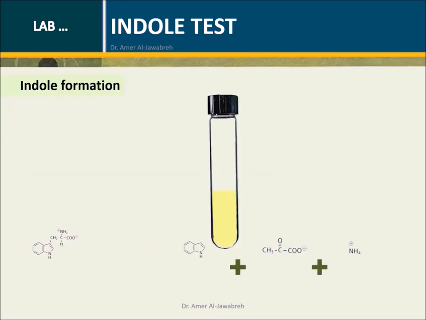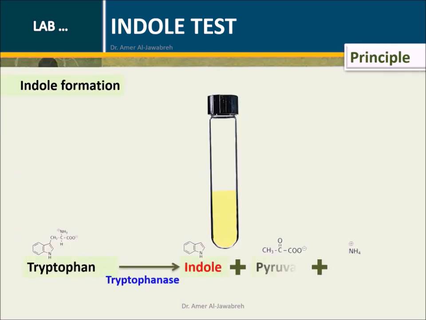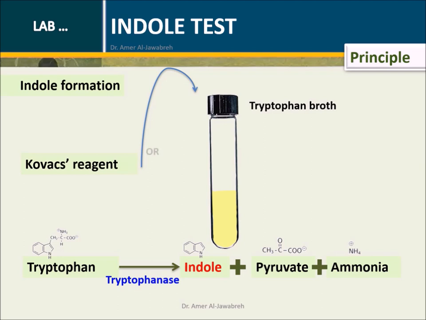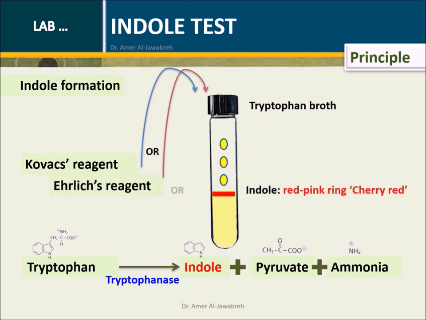Principle: tryptophan is broken down by the enzyme tryptophanase into indole, pyruvate, and ammonia in a tryptophan-based medium. When adding Kovac's reagent or Ehrlich's reagent, indole appears as a red-pink ring, cherry red. However, when adding Damaka reagent, indole appears as blue-green.